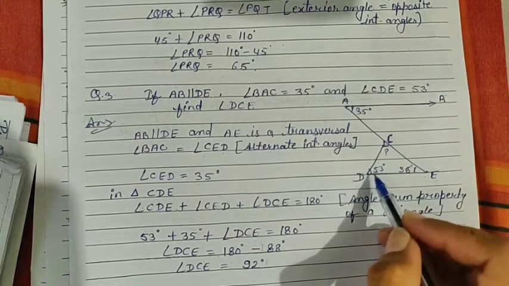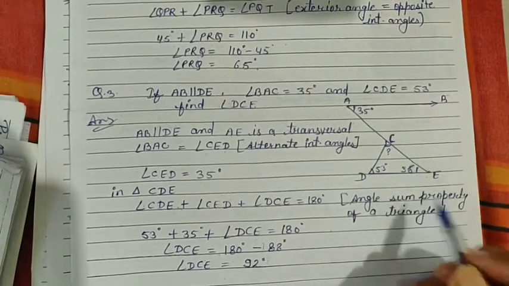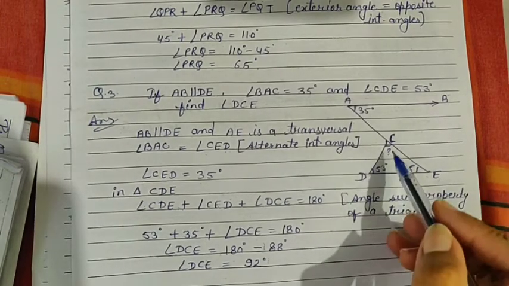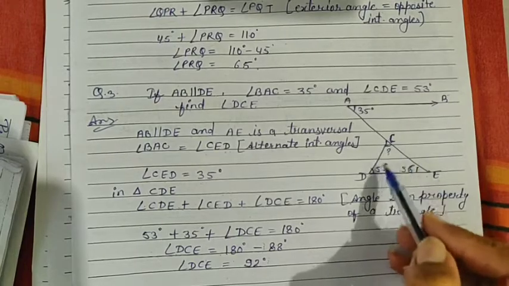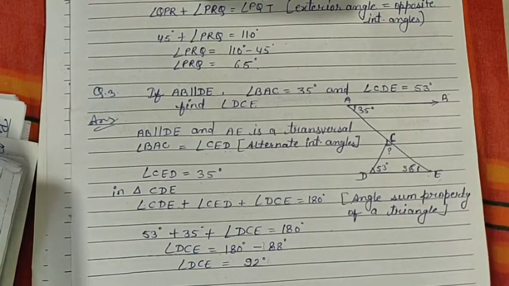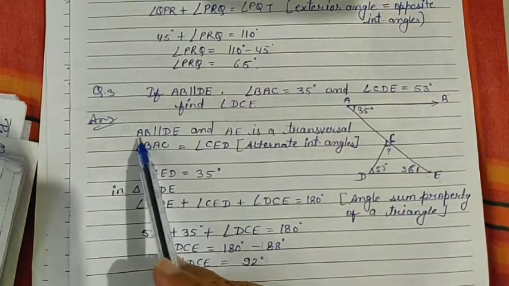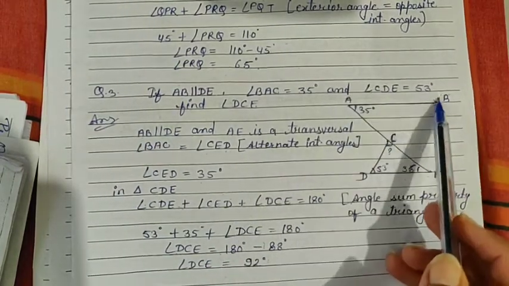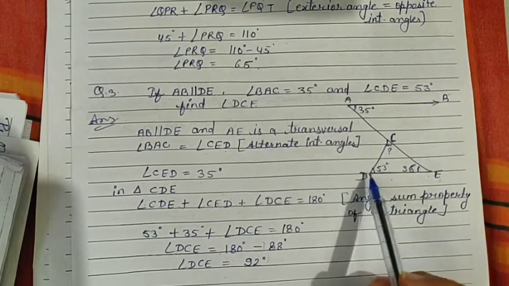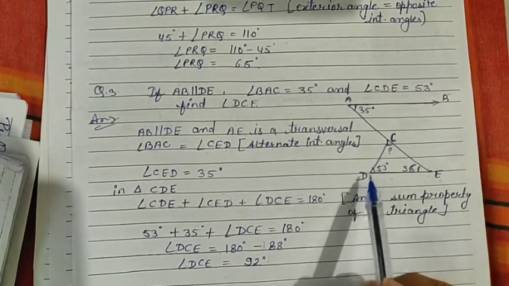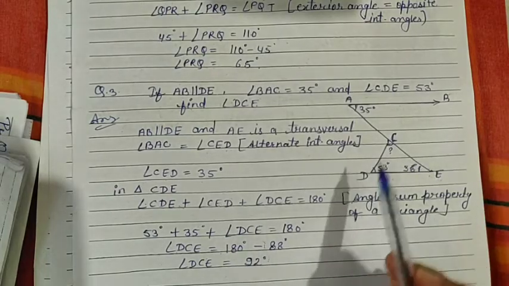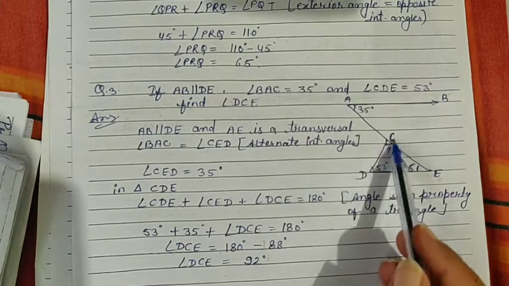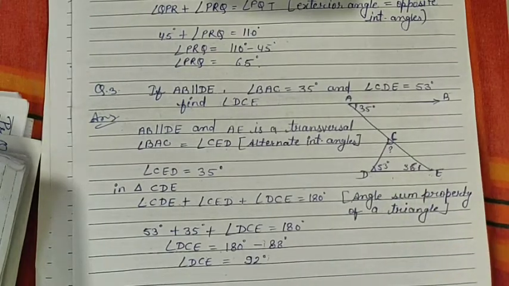And when we find two angles of a triangle, we can find the third angle by the angle sum property of a triangle, because the sum of these three angles will always equal 180 degrees. So AB is parallel to DE and AE is a transversal. So angle BAC equals angle DEC, by the alternate interior angles property. So angle CED equals 35 degrees.